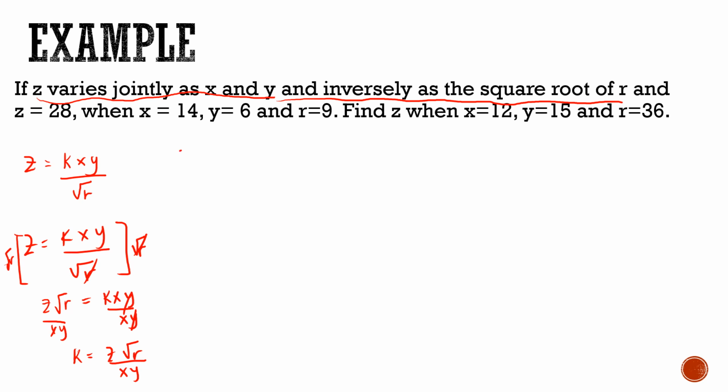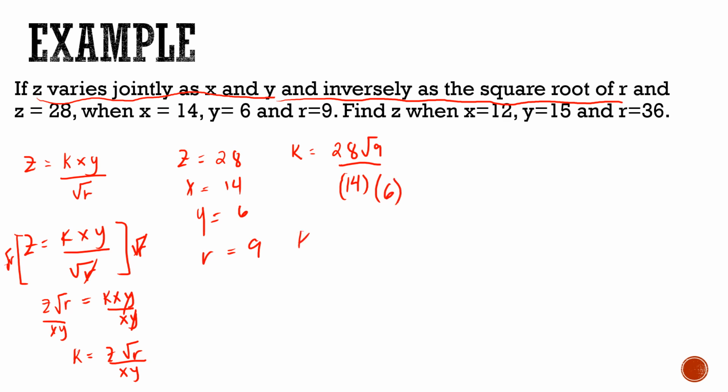So, the given are z equals 28, x equals 14, y equals 6, and r equals 9. So, let's substitute the given values. So, we have k is equal to 28 square root of 9 over 14 multiplied by 6. Now, let's first get the square root of 9. So we have 28 times the square root of 9, which is 3. Multiplying 14 by 6 will give us a product of 84.